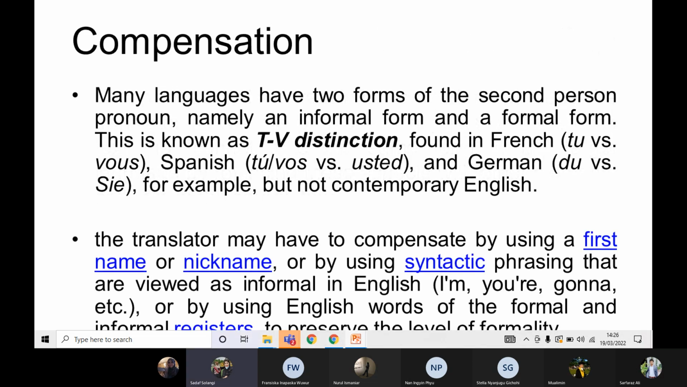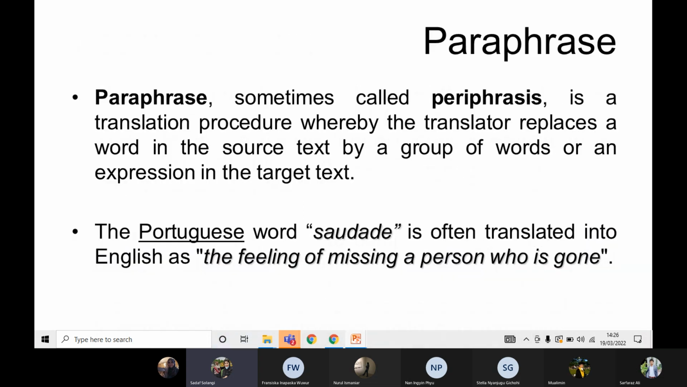Many languages have two forms of the second person pronoun, namely an informal form and a formal form. This is known as the T-V distinction, found in French tu versus vous, Spanish tú or vos versus usted, and German du versus Sie, but not in contemporary English. The translator may have to compensate by using a first name or nickname, or by using syntactic phrasing that is viewed as informal in English, like "I'm," "you're," "gonna," "wanna," and so on, or by using English words of the formal and informal registers to present the level of formality.